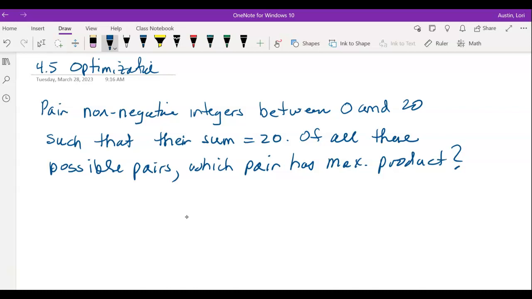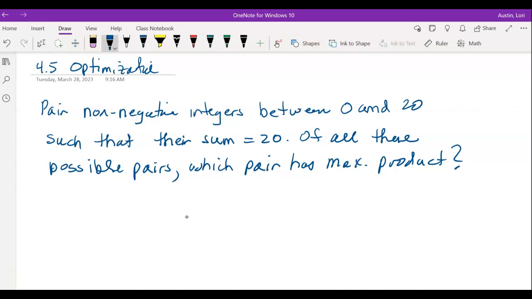Pair non-negative. Why do I use the word non-negative instead of the word positive? Well, non-negative kind of means positive, right? But why would I say, think about this a minute. Why would I use the word non-negative instead of the word positive? Yeah, if I say pair of positive integers, I can't use 0. These are little things you want to pay attention to, right? By saying non-negative, that includes 0, all right?